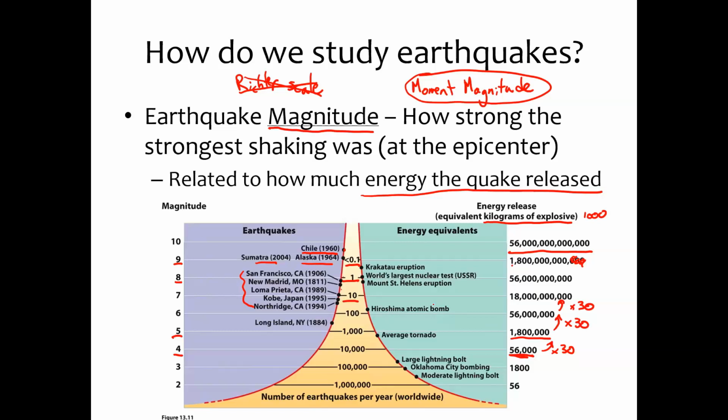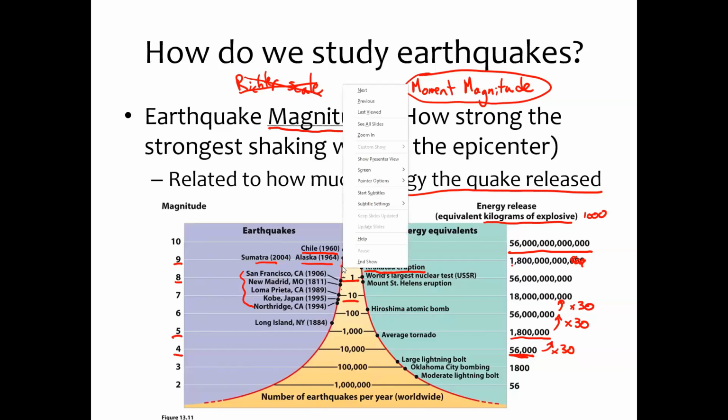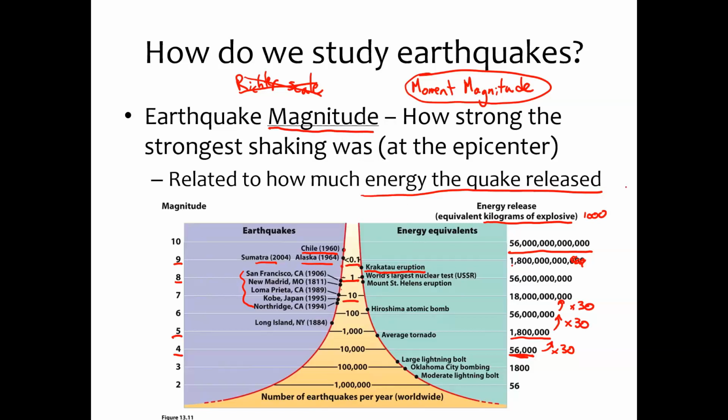Just to compare with other really powerful energy releasing events. One of the strongest eruptions that we know of, certainly in recorded history, was the Krakatoa eruption. That's only equivalent to an 8.6 or an 8.7 on the moment magnitude scale. So earthquakes can release even more energy than the strongest volcanic eruptions we've ever measured, and much more than even the largest atomic bombs we've ever detonated. So earthquakes are really powerful and release a lot of energy. So it's no wonder that they can cause so much damage to human infrastructure.